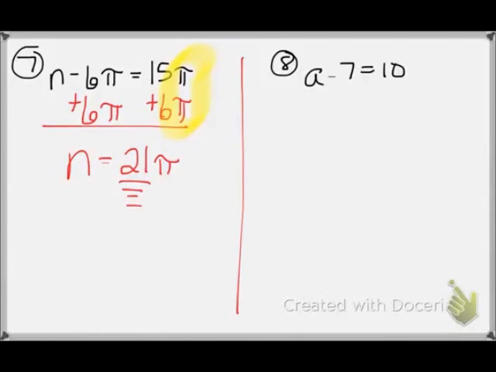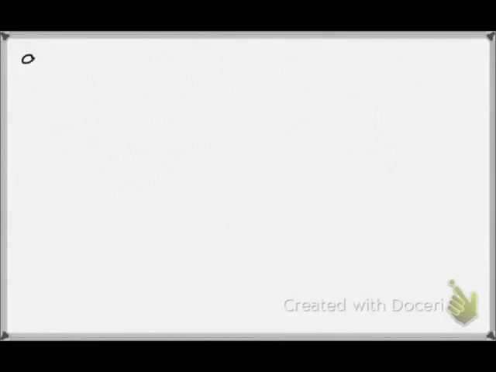Okay? Alright, number 8. I'm going to add 7 to both sides. I am undoing what has been done to a. a had a -7, we do a +7. And 10 plus 7 is a equals 17. Alright, number 9.